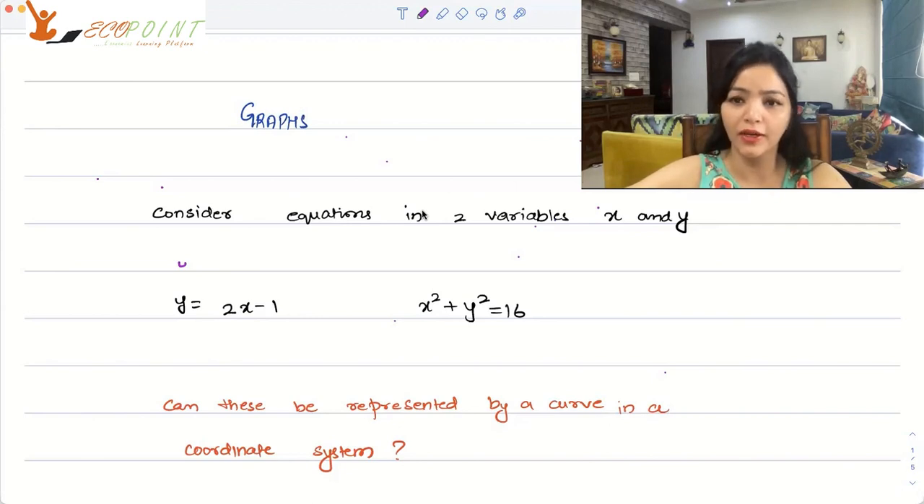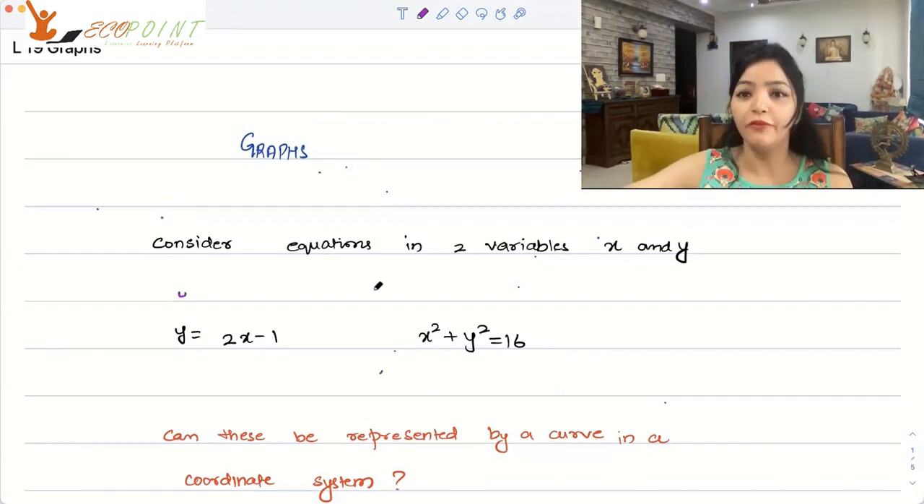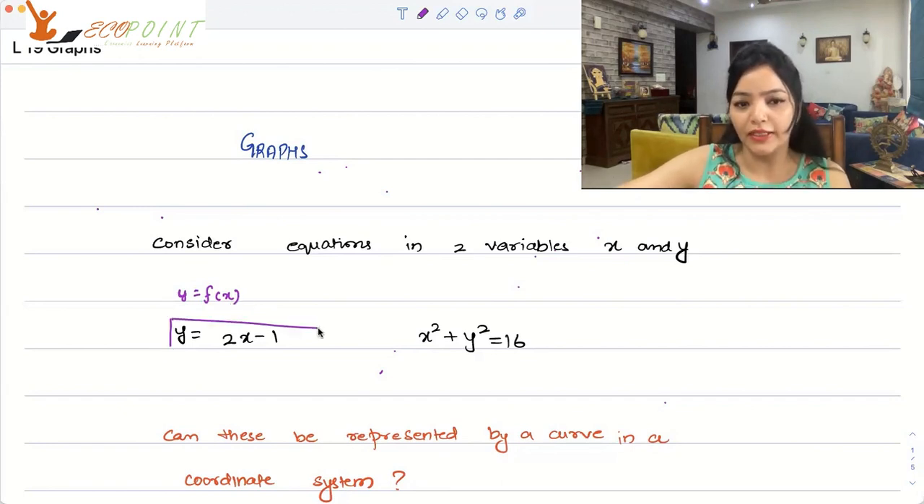What is a graph? A graph is a representation of any relation or function on a Cartesian plane. Now, what is a Cartesian plane? I have spoken about it, but let's get a little deeper into it today. A function is, say, y equals f(x). This could be a linear function, like y equals f(x), where f(x) is 2x minus 1.